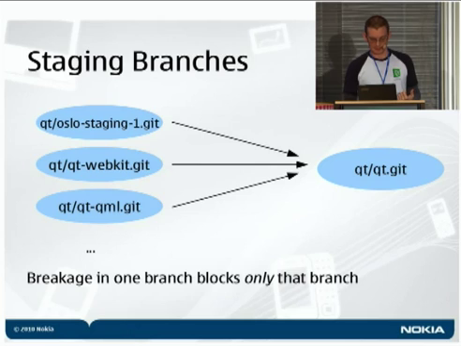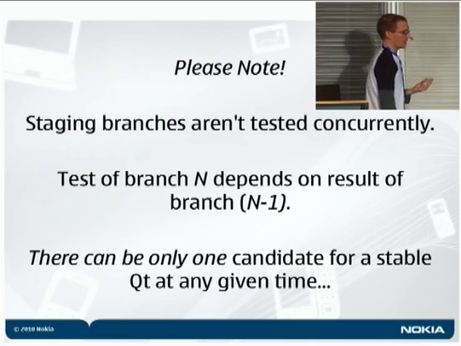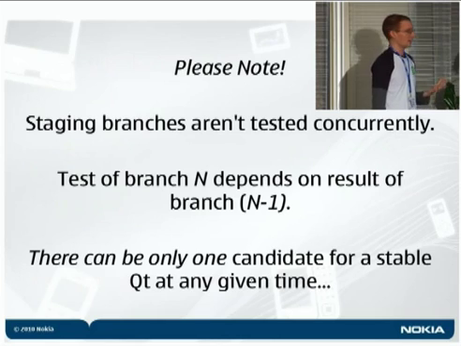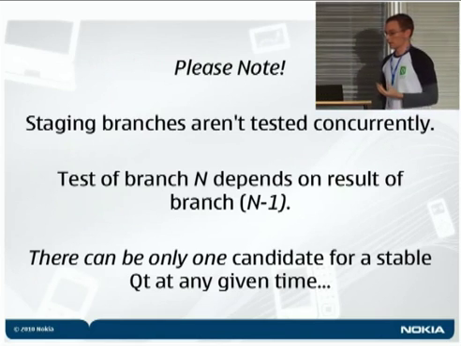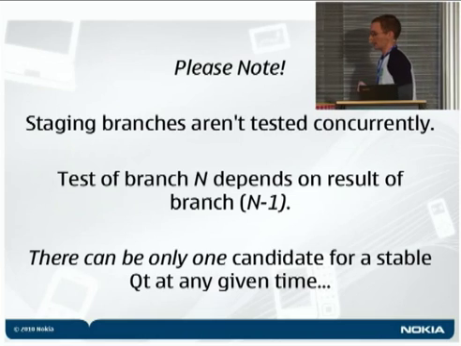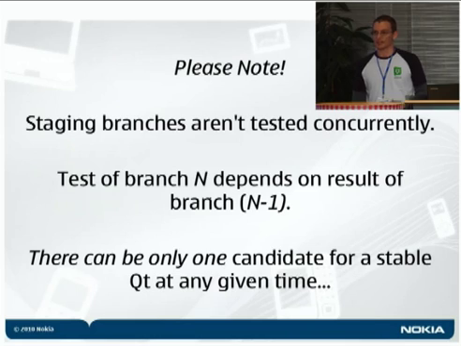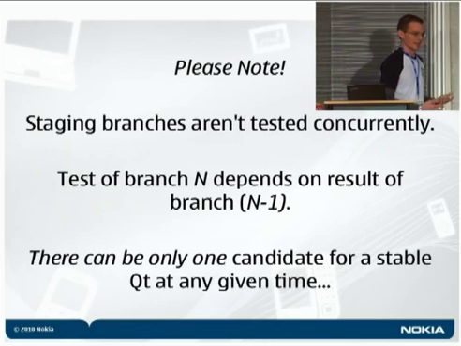Now, one thing that is important to note about the staging branches, so I put it on a slide on its own, this is something that people often misunderstand about the system when they're first introduced to it. We can't test our staging branches in parallel. The reason for that is that there can only be one candidate for a stable Qt version at any given time. So we can't preempt tests.